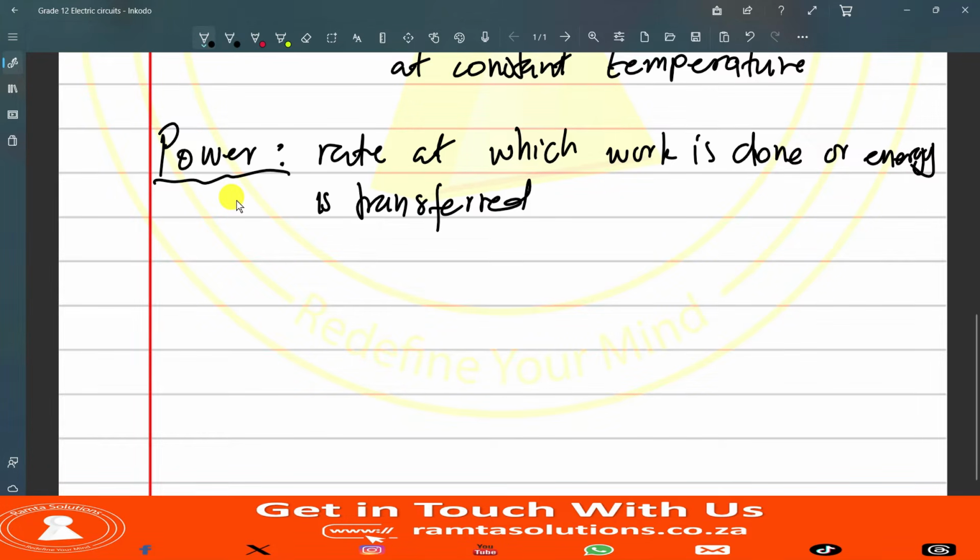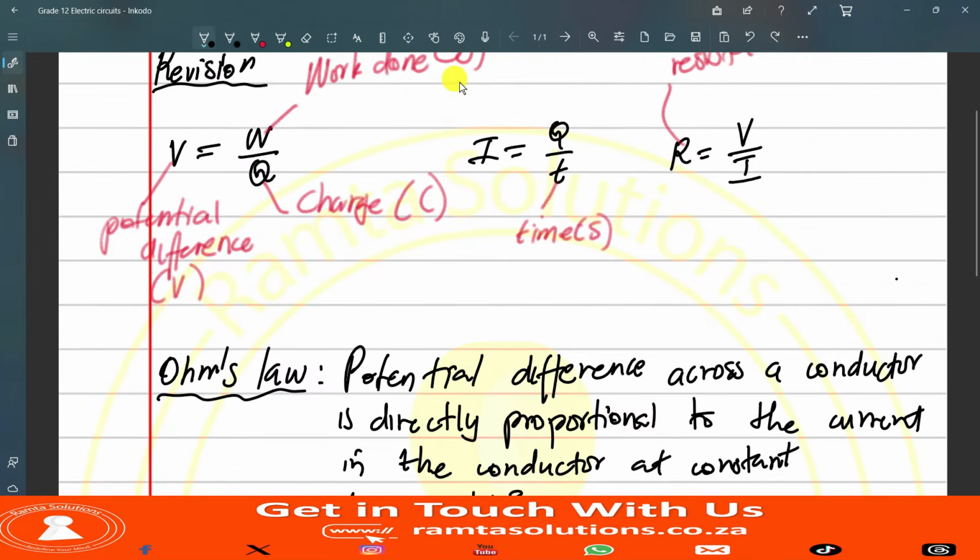So this then leads us to a definition. Power is the rate at which work is done. So we say power is equal to work done over time. All right. So we are then going to expand this formula a bit. We said potential difference is the work done in moving a unit charge between 2 points. Or if you like, you can say it is energy transferred per coulomb of charge.